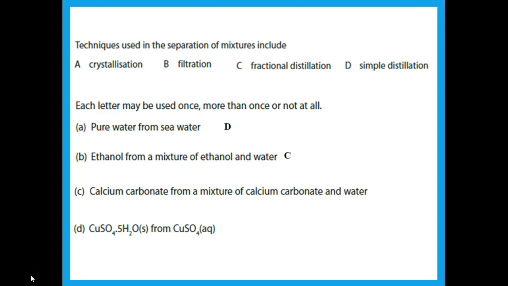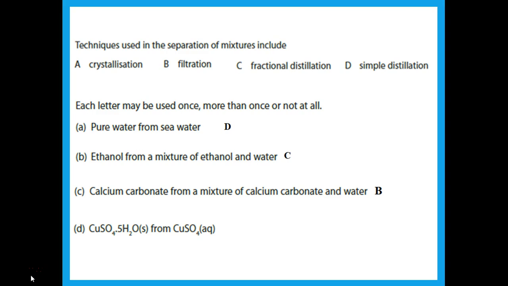You may not be aware of this, but almost all carbonates are not soluble in water. So if I say I have a mixture of calcium carbonate and water, that means I just have water with some solid floating in it, because the calcium carbonate doesn't dissolve. So how do I get the calcium carbonate from that? By filtration. Now, copper sulfate 5 water solid from copper sulfate aqueous.